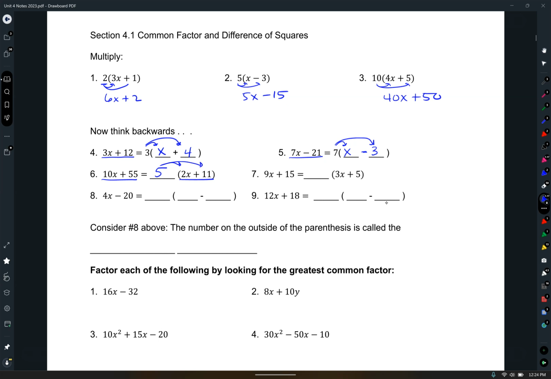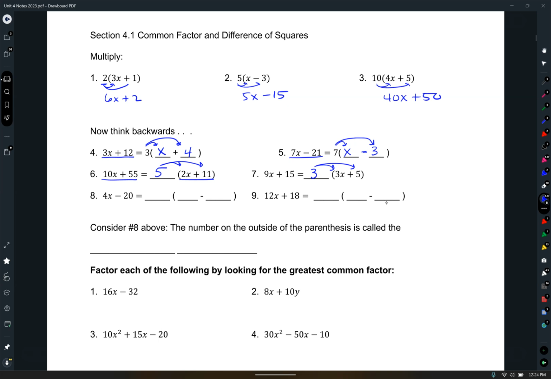What about on number 7? What would have to go out in front to be multiplied by 3x to get the 9x? Well, wouldn't it have to be a 3? And hopefully you can tell that makes sense. If you were to distribute, you'd go back to the 9x plus 15.